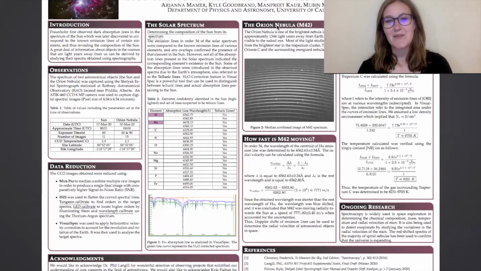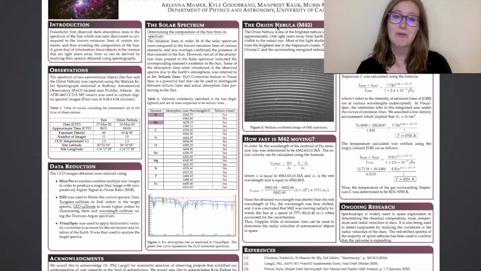Hello, in this video, my colleagues and I will be discussing the research we conducted at the University of Calgary during the winter 2020 semester for a project entitled Spectra Studies with the RAO Echelle Spectrograph. In this project, the spectra of the Sun and the Orion Nebula was captured using the Echelle Spectrograph at the Rothney Astrophysical Observatory located near Priddis, Alberta.